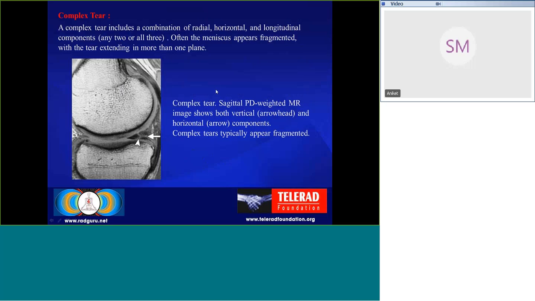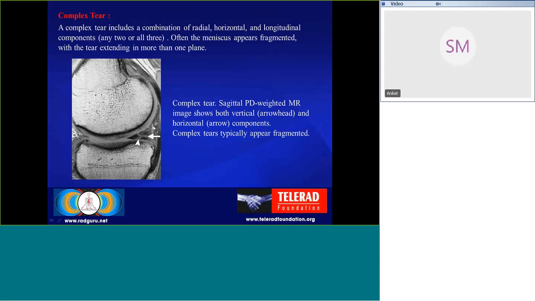Come to a complex tear. A complex tear includes a combination of radial, horizontal, and longitudinal tear components. Often the meniscus appears fragmented and the tear extends in more than one plane. For example, this is an image of a complex tear where sagittal PD weighted MR images show both the vertical component as well as the horizontal component. With both vertical and horizontal component tears, the meniscus is fragmented with intra-articular extension of the tears.